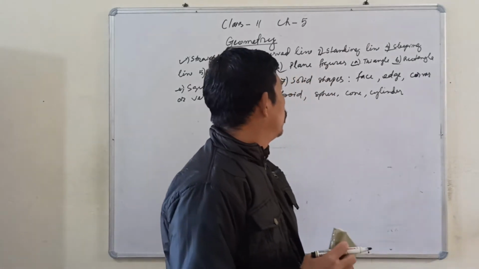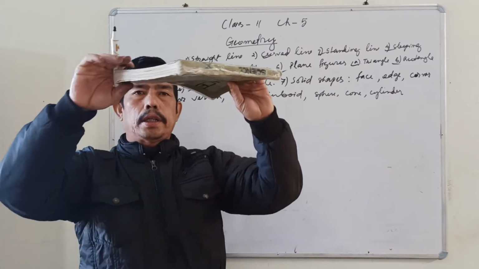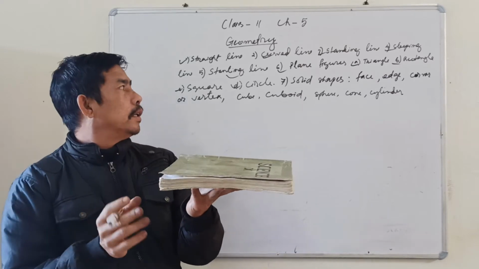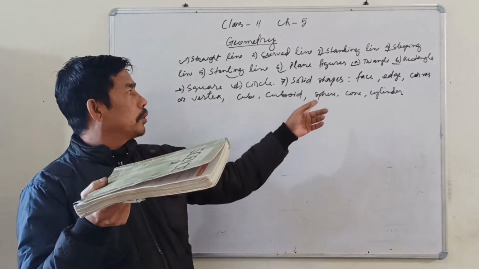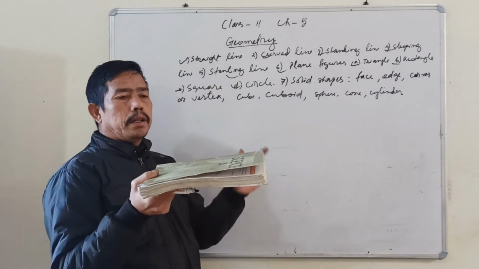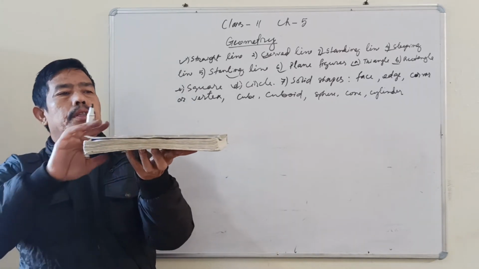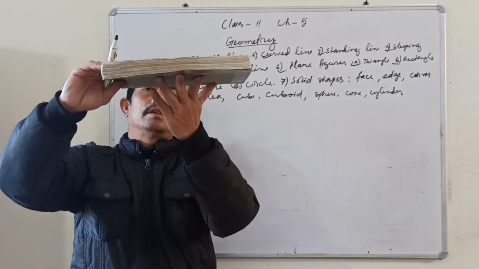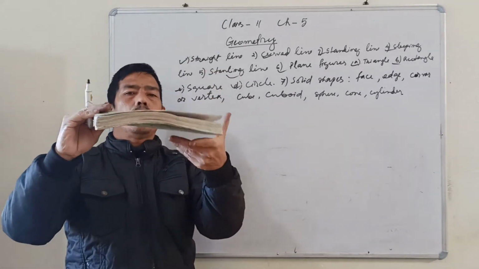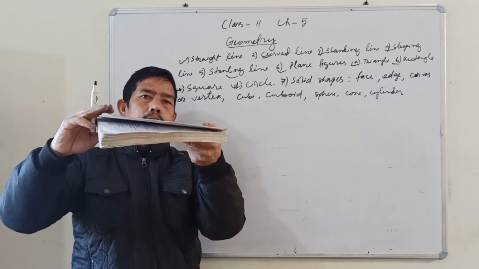Let's come to solid shapes. For example, this book, this is a solid shape. And some terms related with solid shapes are face, edge, corner or vertex. Let's try to understand it. In this solid shape, how many faces are here? Faces means the surfaces. 1, 2, 3, 4, 5, 6. So there are 6 faces in this solid shape.